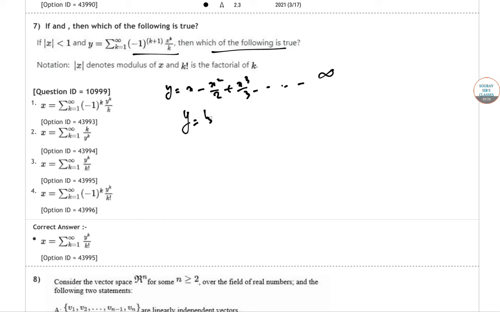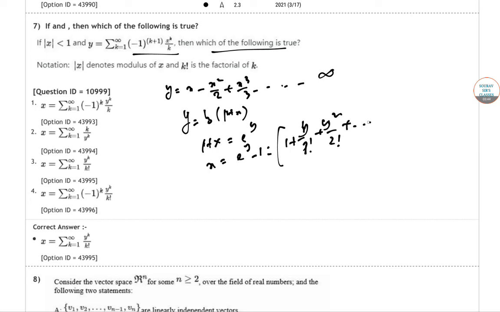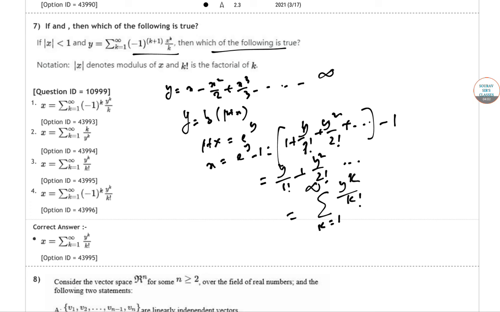So y equal to log of 1 plus x. So 1 plus x equal to e to the power y. So x equal to e to the power y minus 1. So 1 plus y by factorial 1, y square by factorial 2 dot dot dot minus 1. So in this case it will be y by 1 factorial, y square by 2 factorial, in that way y to the power k by k factorial, where k equals 1 to infinity. Clear? So this directly matches up with option number 3.